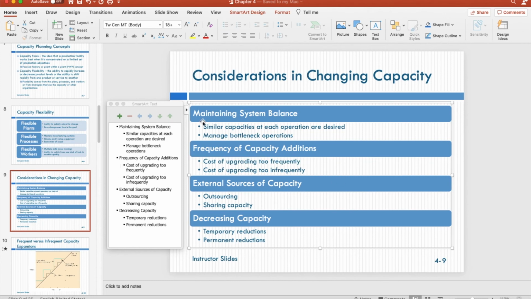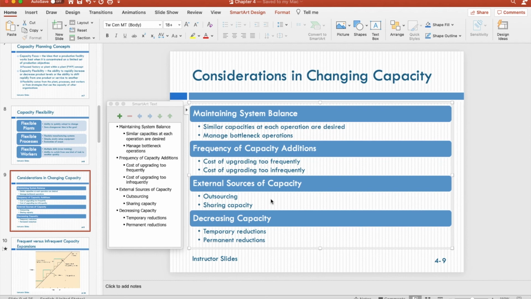Now, external sources of capacity, like outsourcing or sharing some capacity from other factories. This way is more and more popular currently, no matter whether it is a manufacturing type of firm or a service type of firm. More and more firms are trying to use outsourcing in order to improve their capacity management.